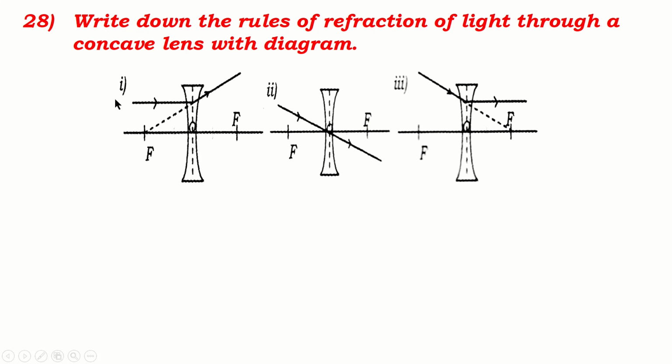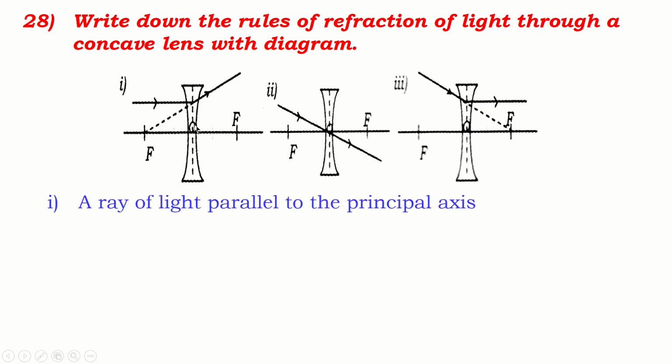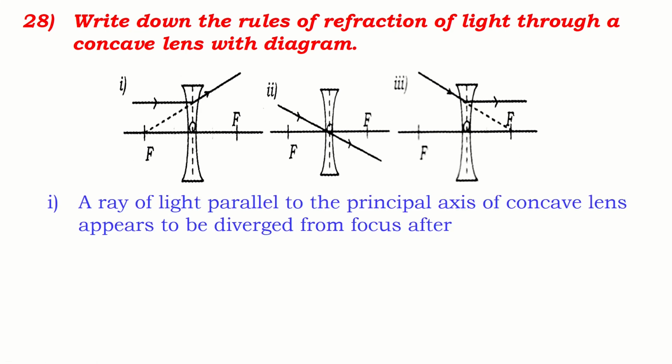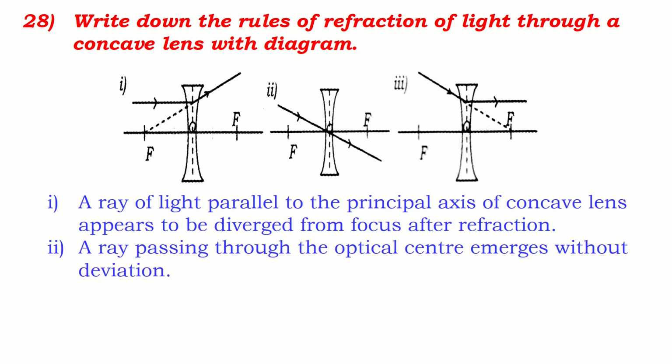Looking at this, we can say that a ray of light coming parallel to the principal axis appears to be diverged from the focus of the concave lens. This is the first rule. A ray of light parallel to the principal axis of a concave lens appears to be diverged from focus after refraction. Now look at this second rule. A ray passing through the optical center emerges without deviation.